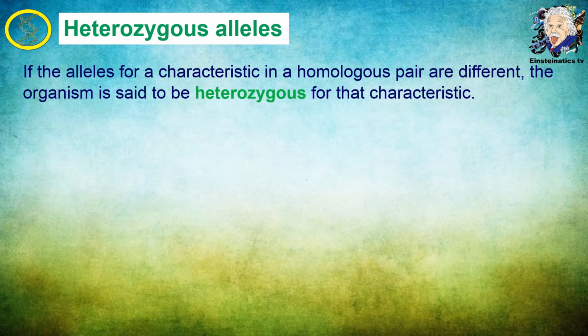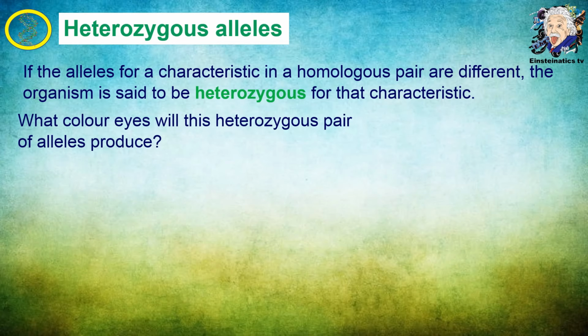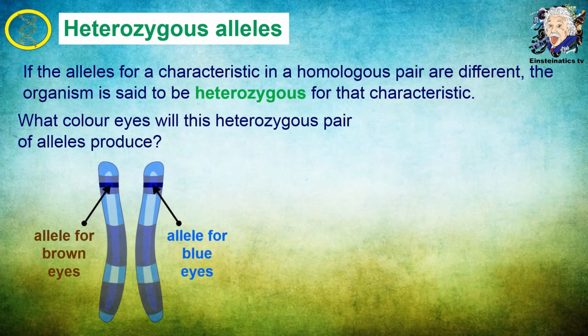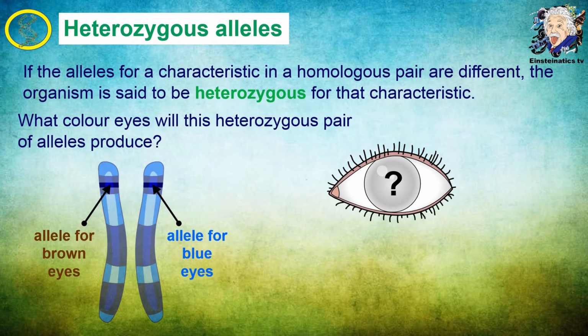Another type of alleles is what you call as heterozygous alleles. This happens if the alleles for a characteristic in homologous pairs are different. So pag magkaiba na siya. So the organism is said to be heterozygous for that characteristic. So here's an example of heterozygous alleles. Example natin kanina is yung nagko-code para sa mata. As you can see, yung isa ay merong allele for brown eyes, yung isa naman merong allele for blue eyes.